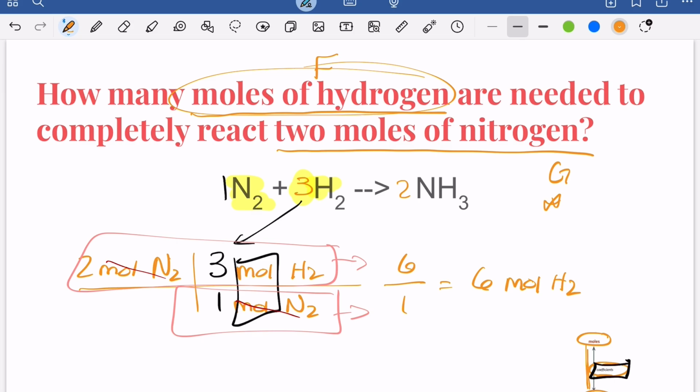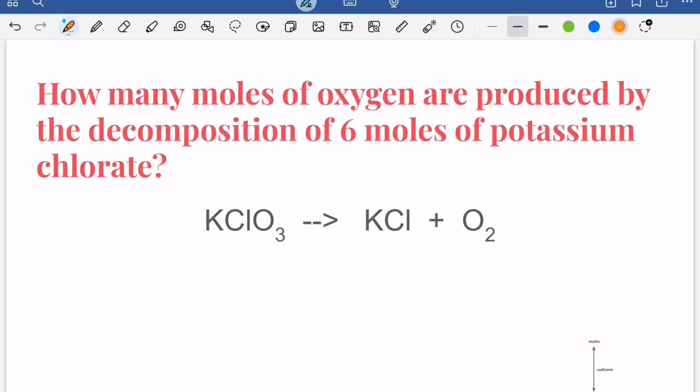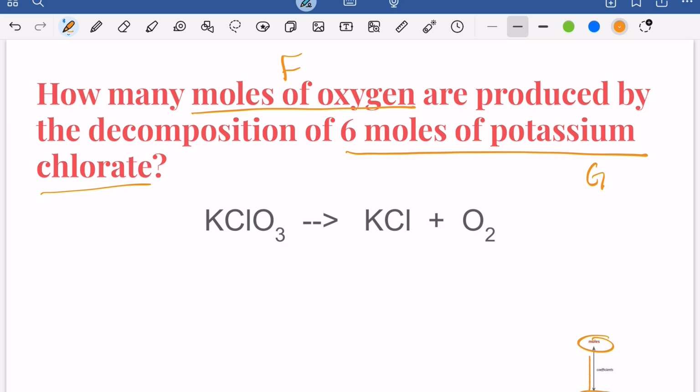All right, let's look at the next example. This one says, how many moles of oxygen are produced by the decomposition of 6 moles of potassium chlorate? So here is my given, 6 moles potassium chlorate, and here is my find, moles of oxygen. So we're down here at moles, trying to go to your other mole. So this is the path that we're taking.